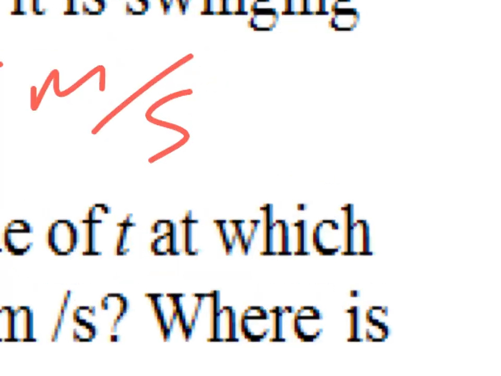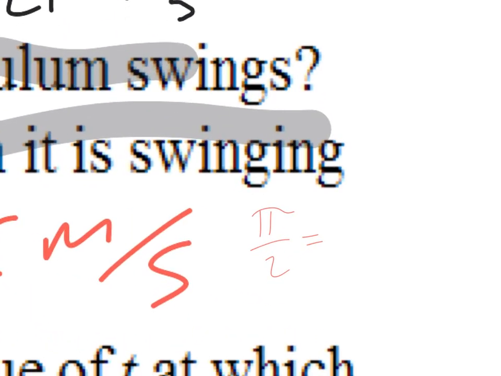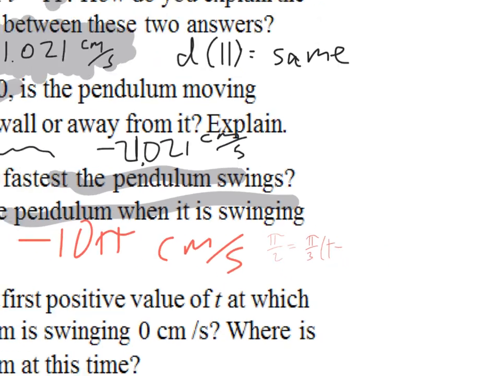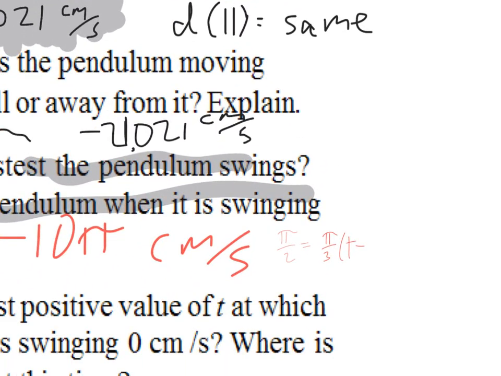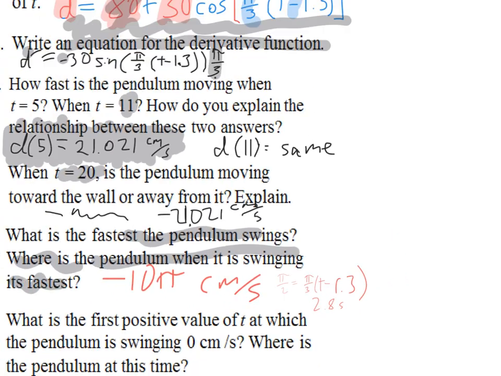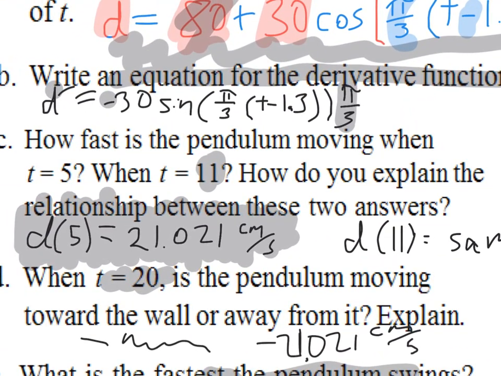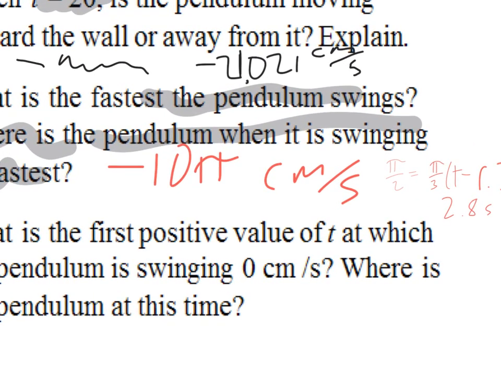So let me just zoom in. So pi over 2 equals, and I completely forgot what I'm talking about. Pi over 3 times t minus, and what was the phase shift? 1.3. Alrighty, so you solve that out and see what you get. I get 2.8 seconds, and I did pi over 2, by the way, so the inside equals pi over 2, which means that sine would have been a positive one. That would have given you exactly the negative 10 pi.